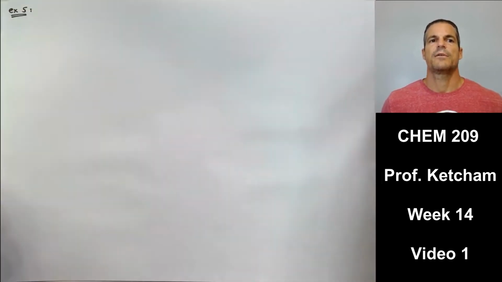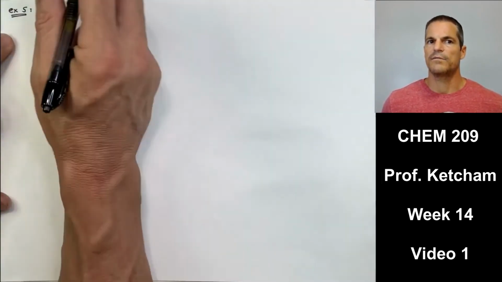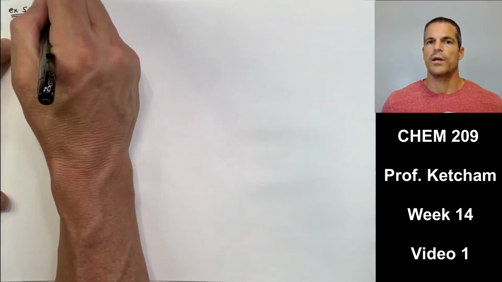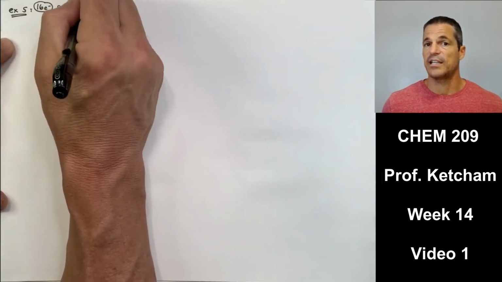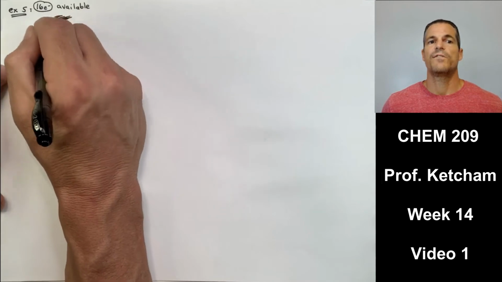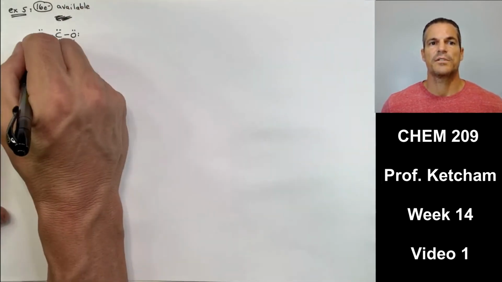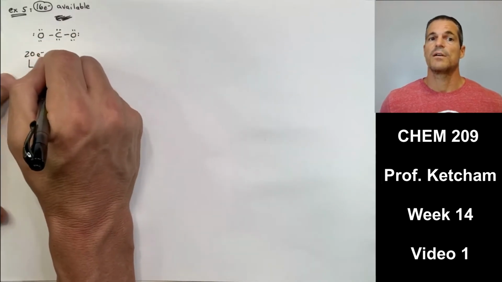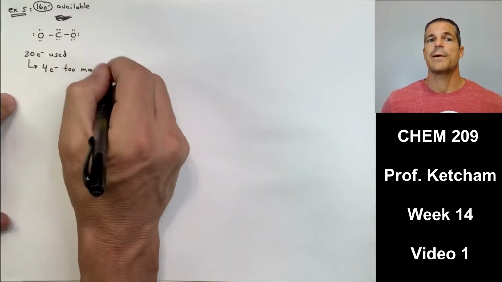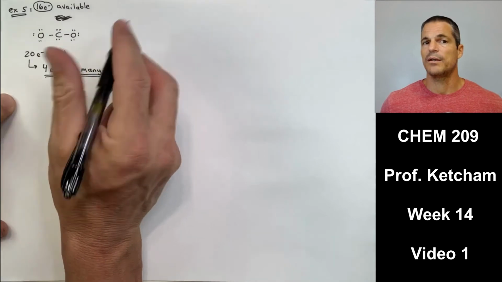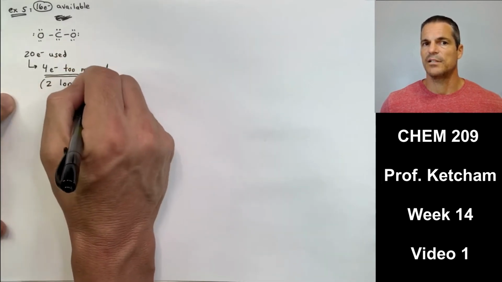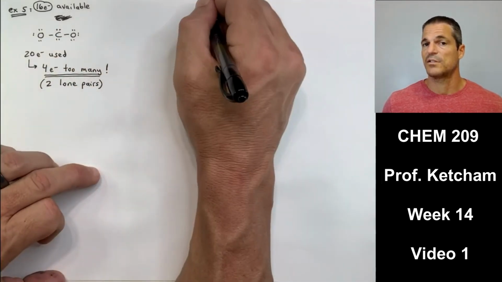Example 5. Well, from rule number 1, for example 5, we know that we are allowed to have 16 electrons at the end of all of this. Okay, so far, what do I have? Well, I have 2, 4, 6, 8, 10, 12, 14, 16, 18. I have 20 electrons. 4 electrons too many. I'm going to have to get rid of 2 lone pairs. You can see the 2 lone pairs sitting on the carbon. I'm going to have to erase those and throw those in the trash.